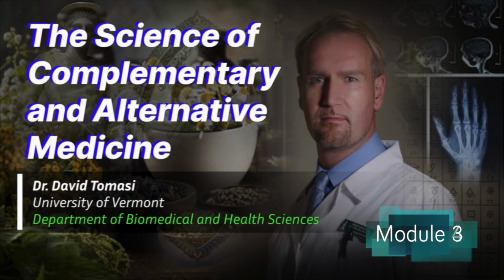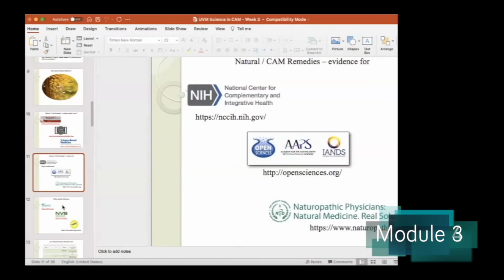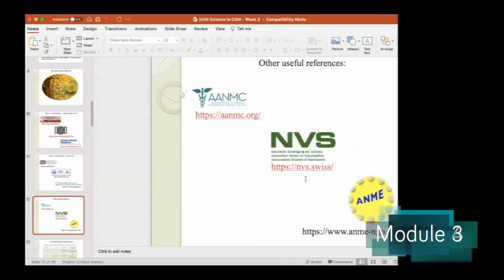All right, so the next one, other useful references. The first one is the ANMC, which has more to do with the training rather than with the practice. This is the American Association, National Association of the licensed naturopathic medical schools or medical colleges. To this day, there are 6 accredited medical schools in the United States. One is in the process of being accredited, okay?